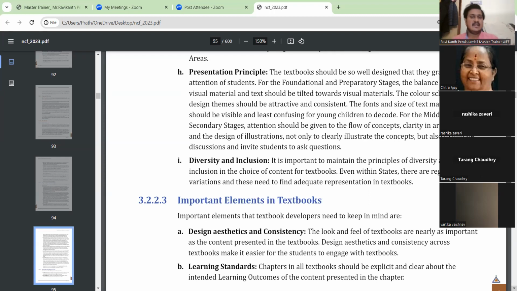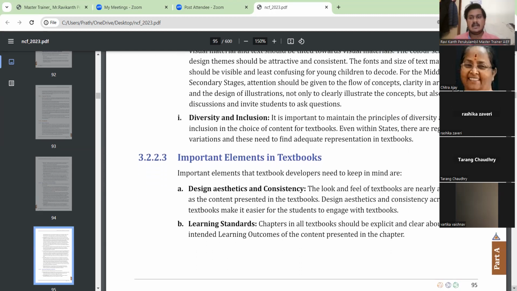The final thing is diversity and inclusion. It is important to maintain the principles of diversity and inclusion in the choice of content for textbooks. There should be a lot of inclusive material, inclusive content should be there, diversity content should be there. Even within states, there are regional variations, and these need to find adequate representation in textbooks. Like if we take Telangana only, or if we take India, there are diverse features. From state to state, there is diversity. Within the state also, there is some diversity. All such things are to be shown in the textbook so that children will get to know, okay, and they will explore it.